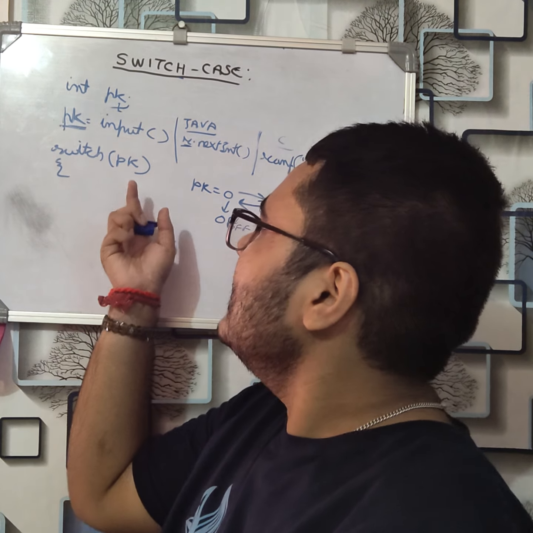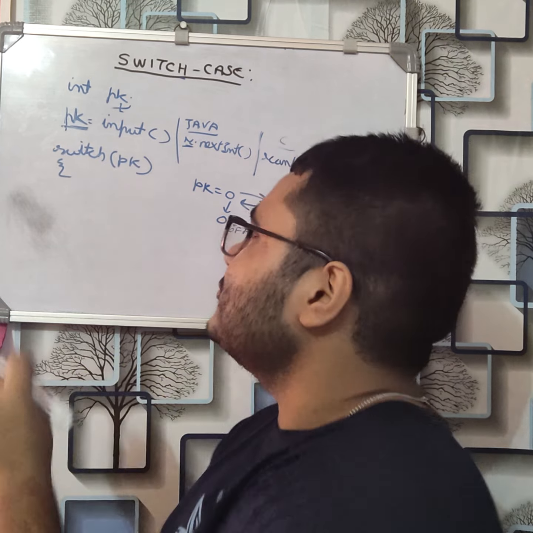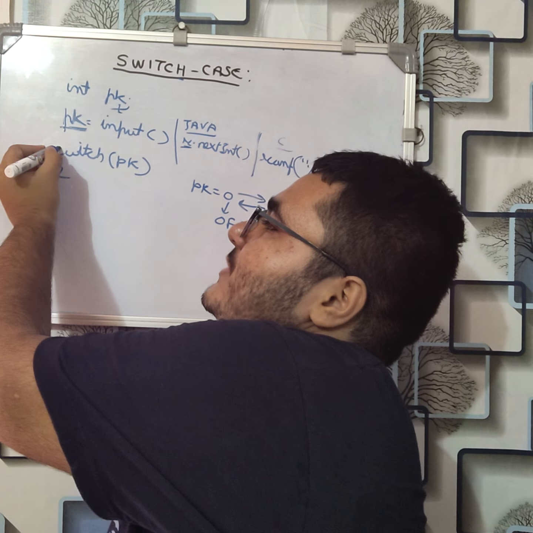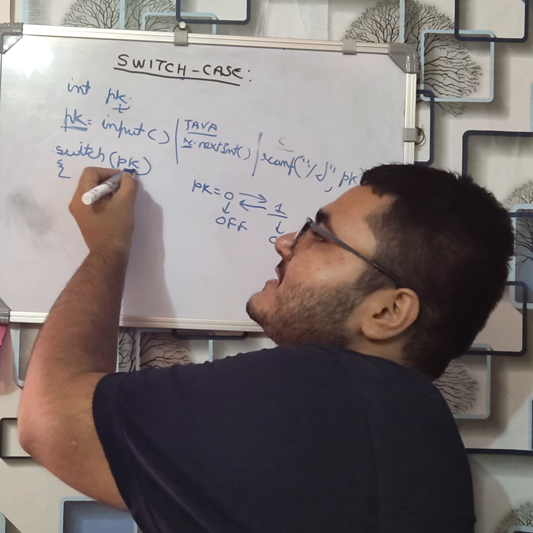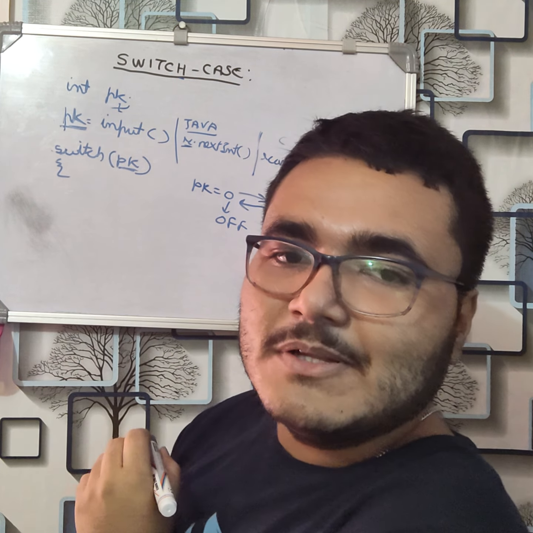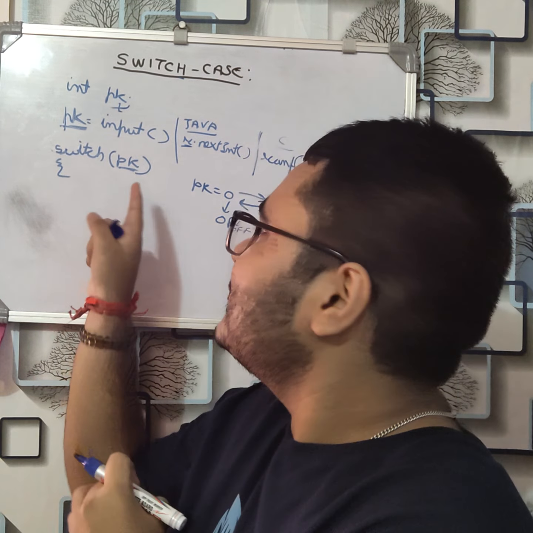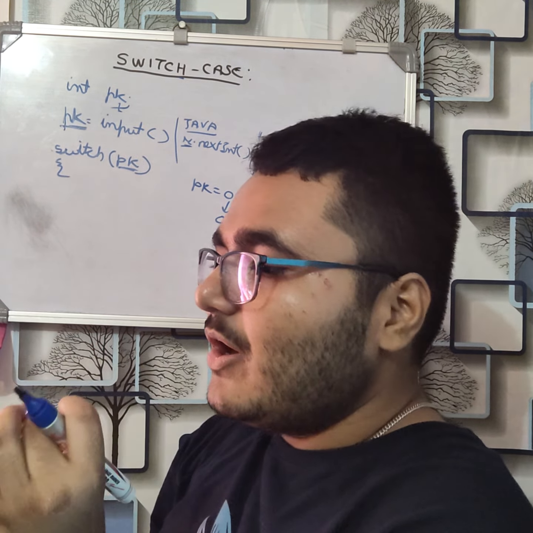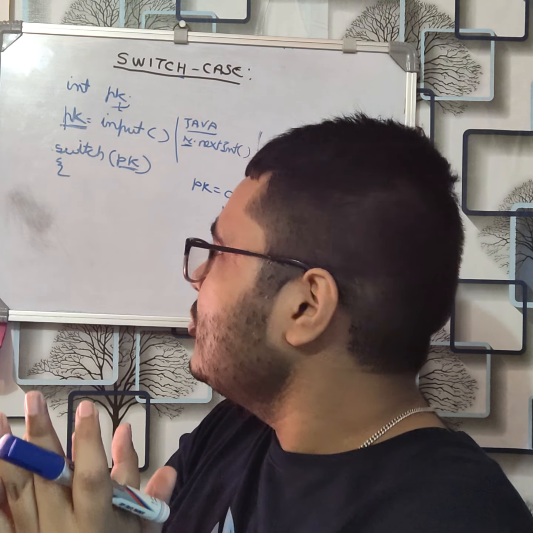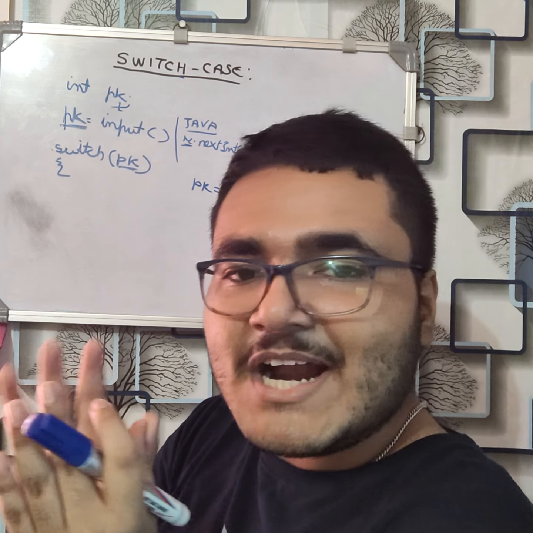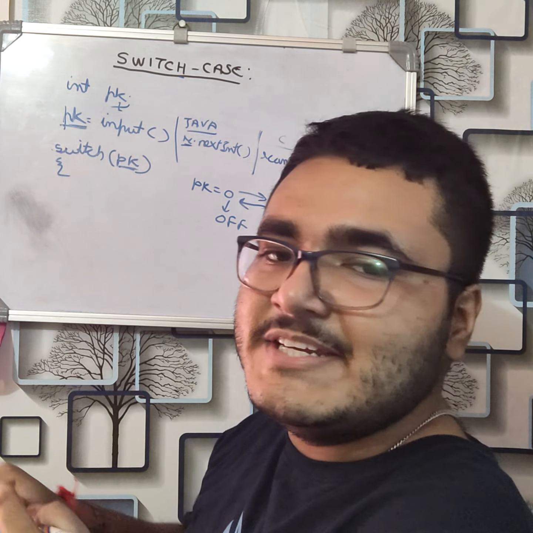Alright, so switch PK. What happens is this: switch, with a small s, accepts the value of the variable. Inside switch, the variable which I am switching on is passed here. So we need to know, to predetermine, certain values. What can it be? Suppose we know that it can be 0 and 1.